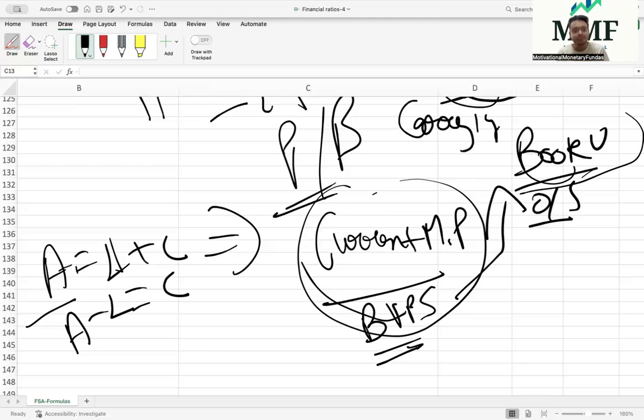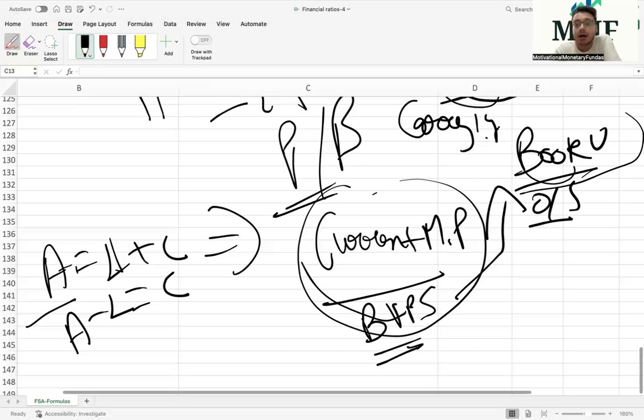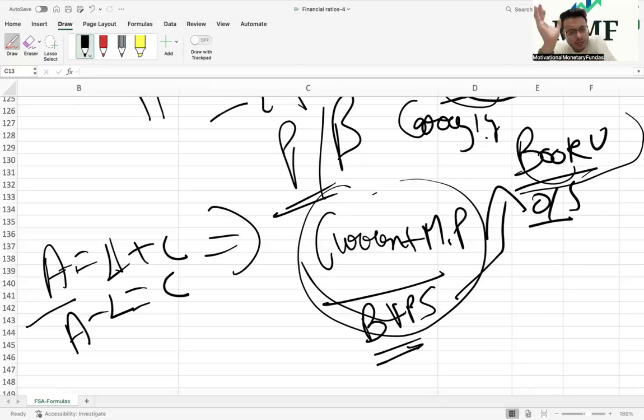So in book value we are not subtracting depreciation. It is assets minus liabilities, total assets minus total liabilities. Correct? So carrying value is more of an accounting concept. Book value is an accounting plus a financial concept. Correct? And book value per share we can use for all industries.